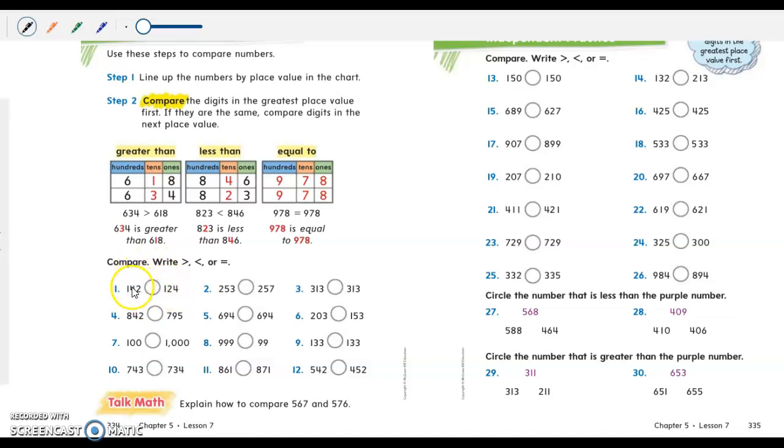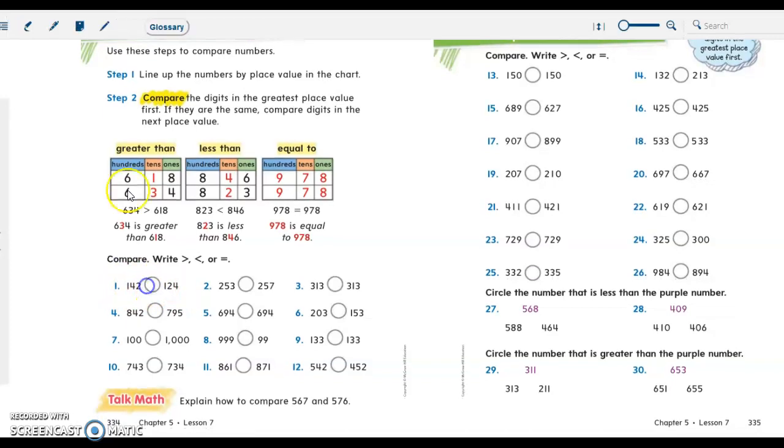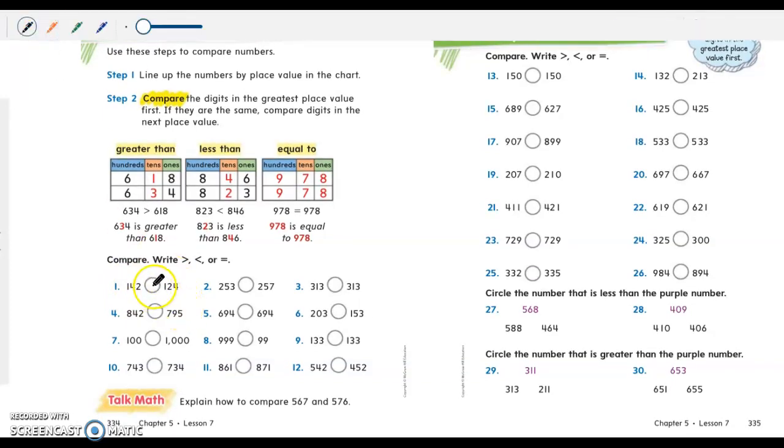And then in the tens place, you have the 4 and then you have the 2. Well, the 4 is larger than the 2 in the tens place. So that means 142 is greater than 124.